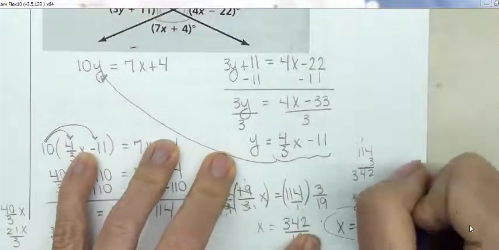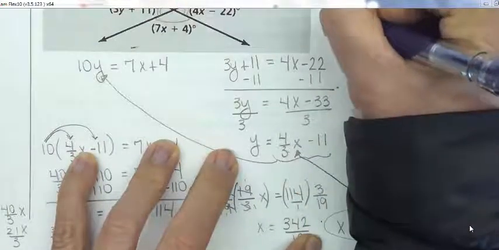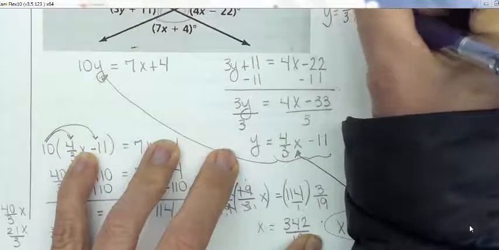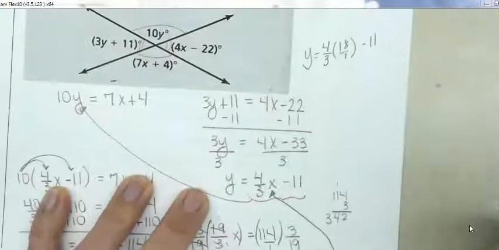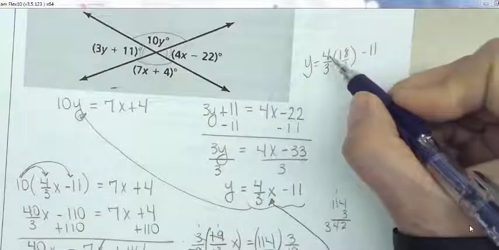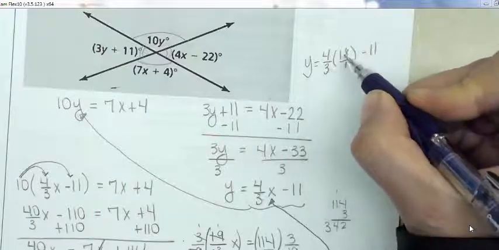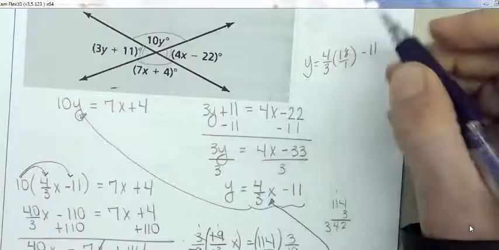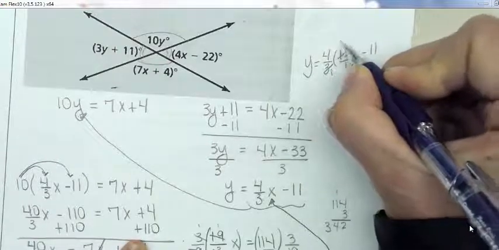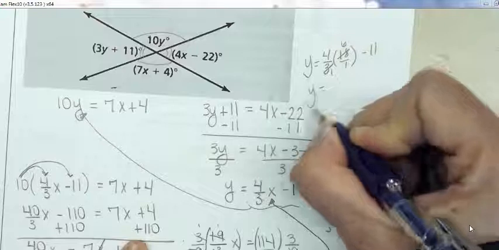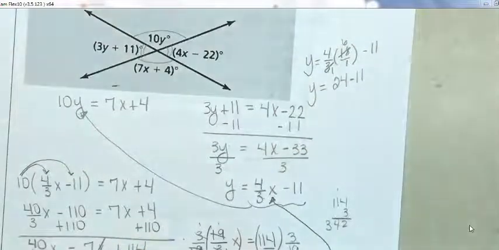So I'm going to take this and plug it back into here, or substitute it in. So y equals 4/3 times 18 over 1 minus 11. Now, the 4/3 here times the 18 over 1, the 3 and the 18 have a common factor of 3. So I'm going to divide top and bottom by 3. That gives me 1 here and 6 here. So y is really going to be 24 minus 11, or 13.